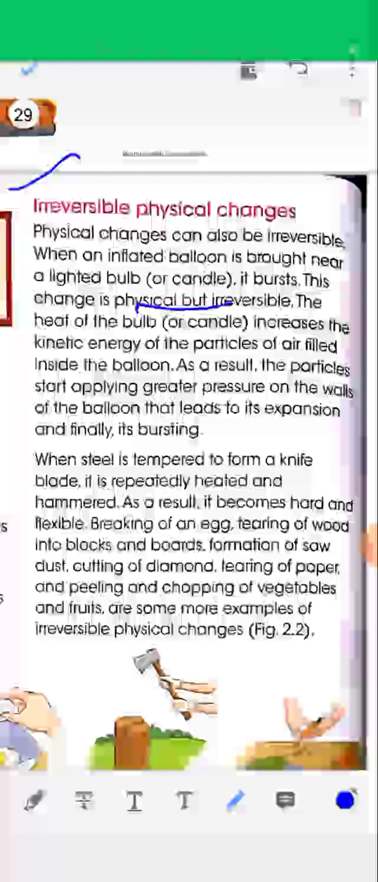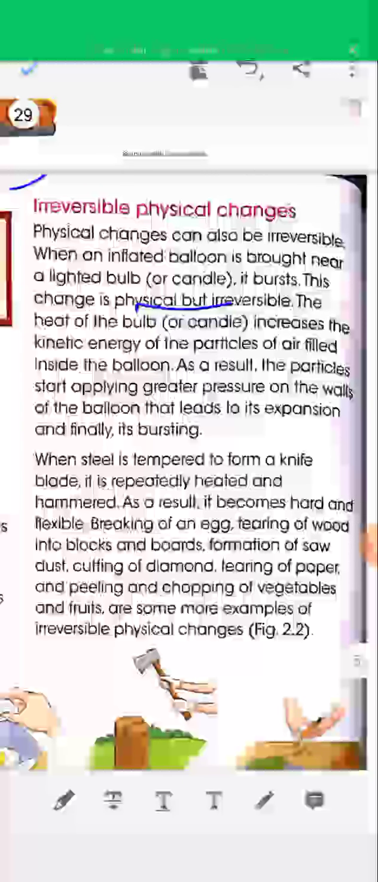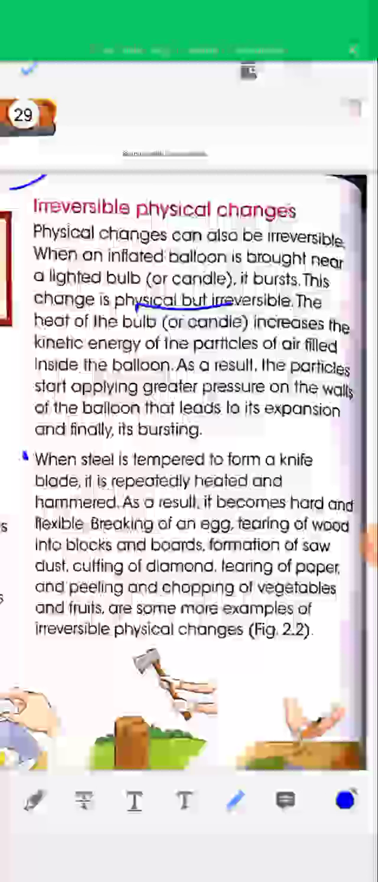So a physical change may be reversible or irreversible. Some more examples of irreversible physical changes are given here, you can see: cutting of diamond, tearing of paper, peeling and chopping of vegetables. These are some other examples of irreversible physical changes.